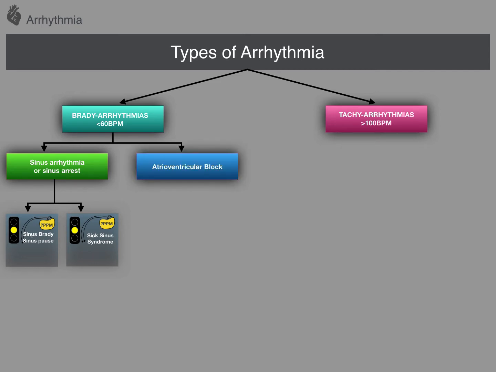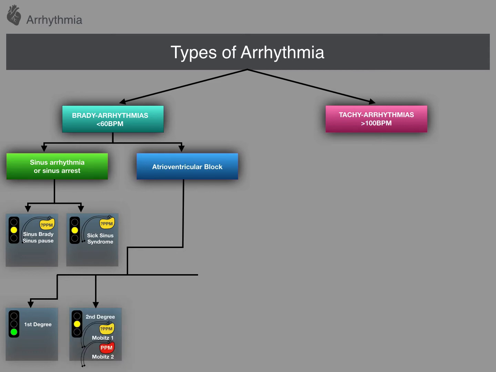The other major category of bradyarrhythmias is atrioventricular blocks. Firstly, we have first degree AV block, and this is simply when conduction within the AV node is slowed. It's a benign condition that doesn't often progress into higher degrees of block and does not require any treatment.